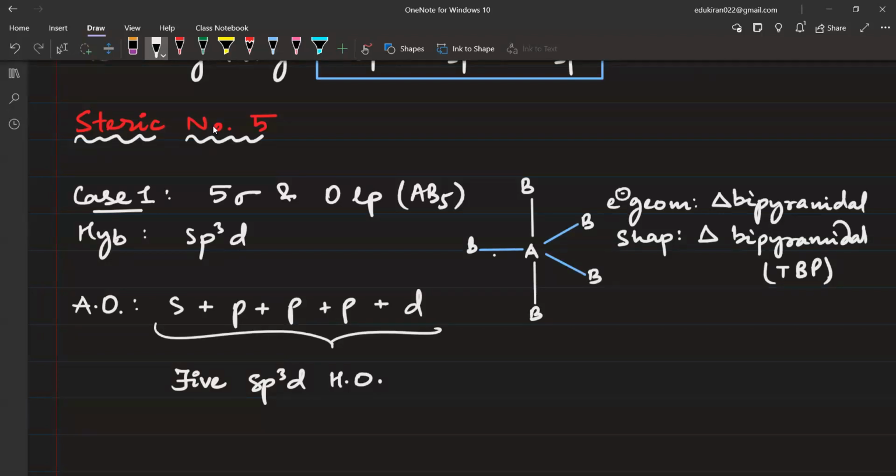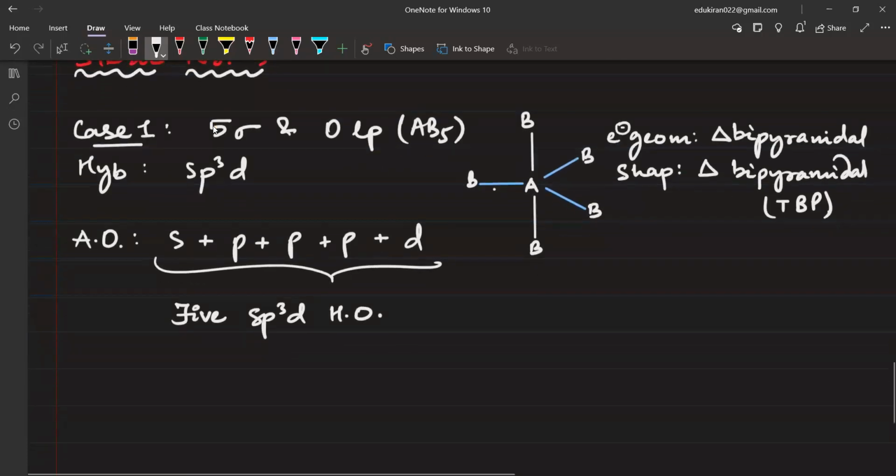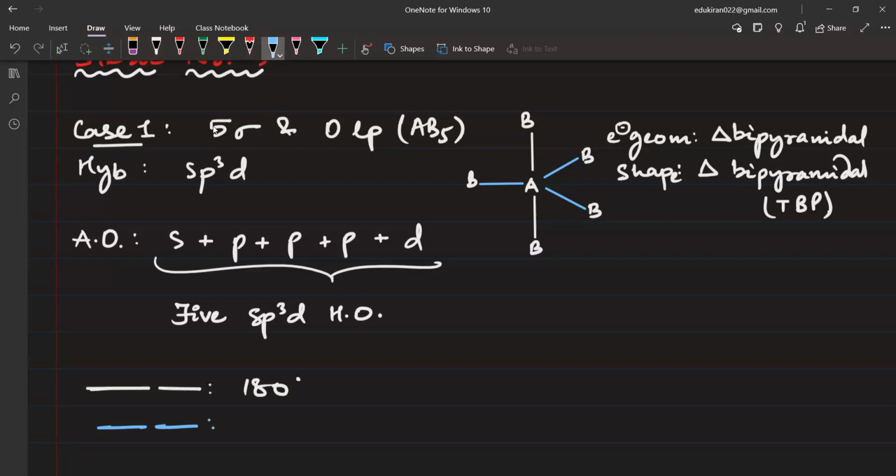Now, let us understand the trigonal bipyramidal structure a bit more closely. If you look at these B bonds, there are two different bond angles that we can have. We did not talk about the bond angles till now. If I talk about only the white bonds, then they are making 180 degree. If I talk about only the blue bonds, then the blue bond is making 120 degree.